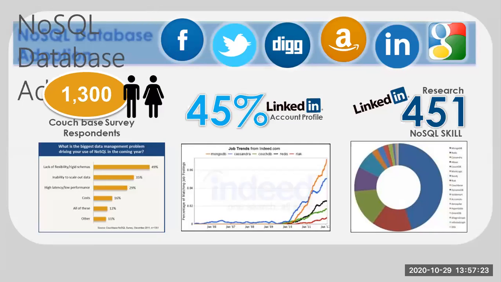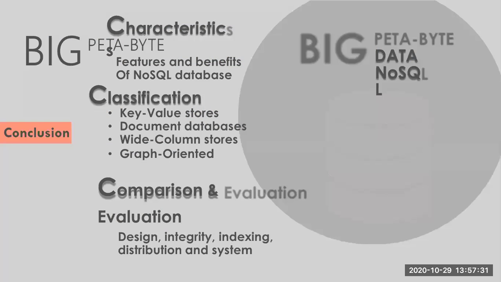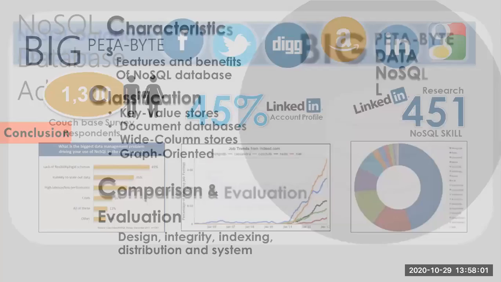Now that is the percentage showing how fast big data or NoSQL data has been accepted by multinational companies and big players. And as a conclusion we can say that this big data or NoSQL pattern is required, and it is being classified across key value, document based, column wide or column based, and graph oriented, and we can evaluate and compare them as per their design, integrity, indexing. That's the last we have seen.